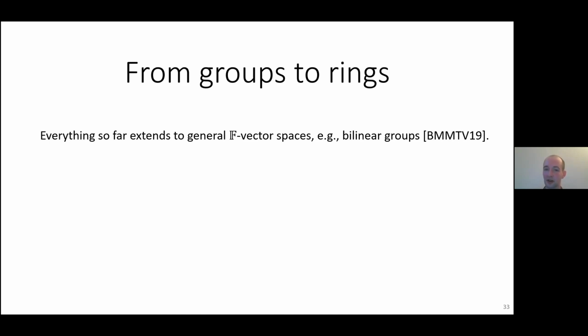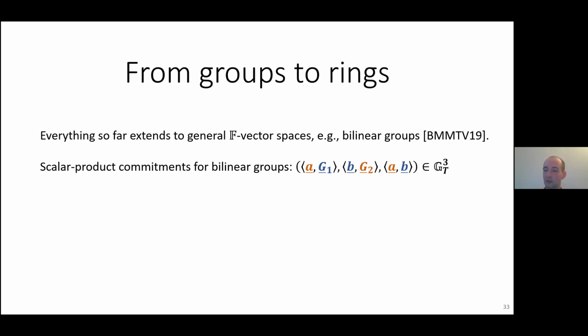Everything we've seen so far extends pretty easily to general vector spaces over different finite fields. So we've been talking about Pedersen commitments in cryptographic groups with finite fields, but if you wanted to, you could use bilinear groups, and we can still come up with scalar product commitments to those where some of the messages and commitment keys are in the first source group, and some of them are in the second source group, and then the commitments live in the target group. But how can we go further and get to lattices and groups of unknown order like RSA groups?